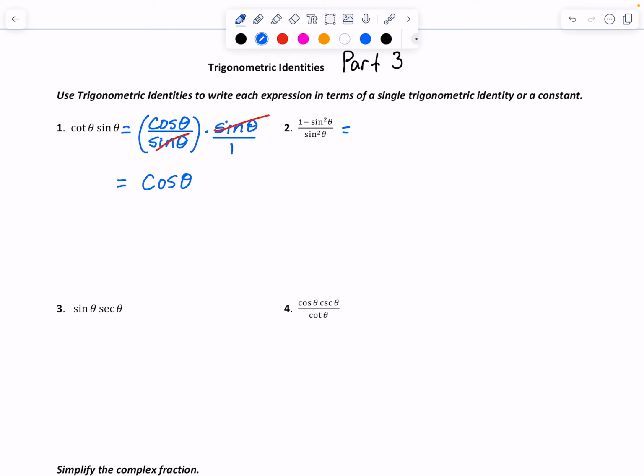Problem 2. Okay, we got 1 minus sine squared. Our identities from the past have said that would be cosine squared theta over sine squared theta. And then dividing cosine by sine gives me a cotangent, and then since they're both squared, we get a cotangent squared.